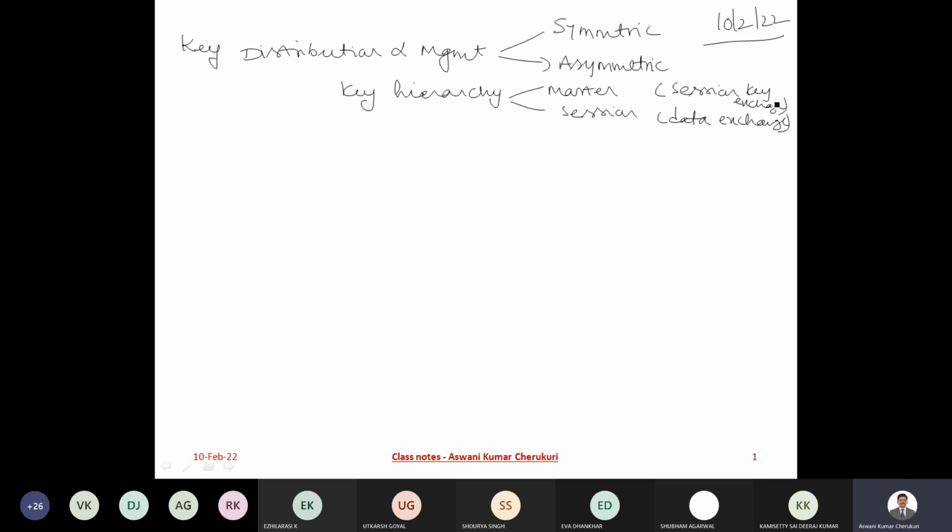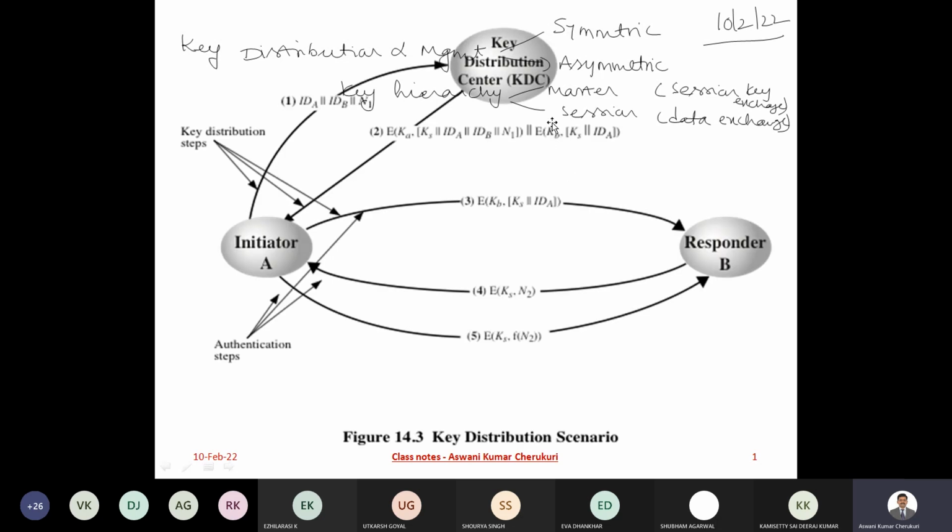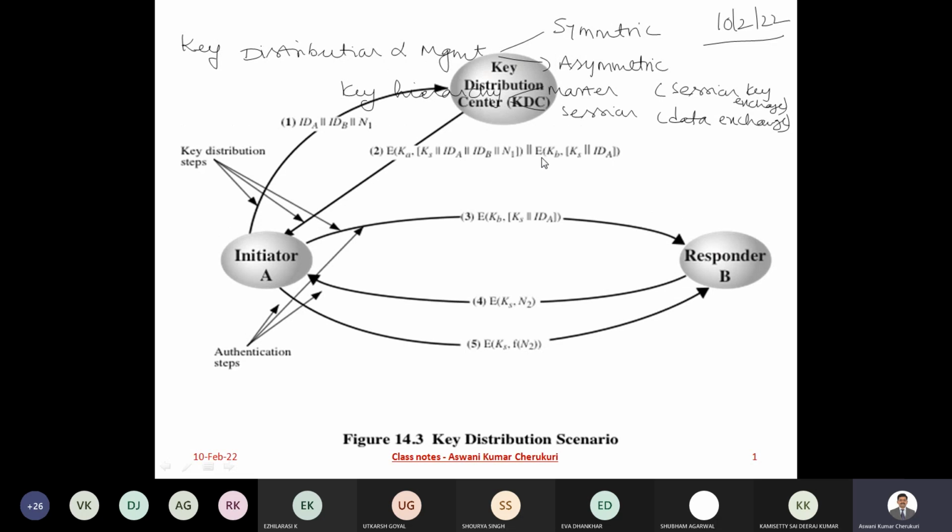In yesterday's class, we have seen a typical key distribution scenario. We understood how the key distribution center plays a vital role in establishing the key between the two nodes. While discussing that, we also noted that though we have a key distribution center, it is not a foolproof mechanism, right? You can look at the diagram that is given there on the slide.